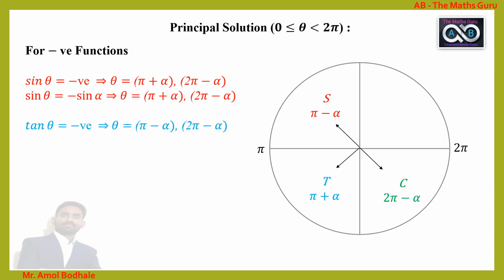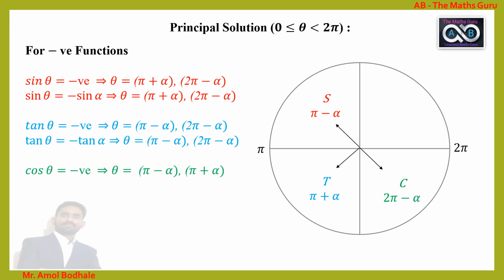If tan theta equal to a negative value is given, then the solutions are theta equal to pi minus alpha and 2 pi minus alpha. Now we know that tan theta is positive in the first and third quadrants, that means it must be negative in the second and fourth. The angle that lies in the second quadrant can be written as pi minus alpha, and the angle that lies in the fourth quadrant can be written as 2 pi minus alpha. So therefore, tan theta equal to minus tan alpha, then theta equal to pi minus alpha and 2 pi minus alpha are the principal solutions.